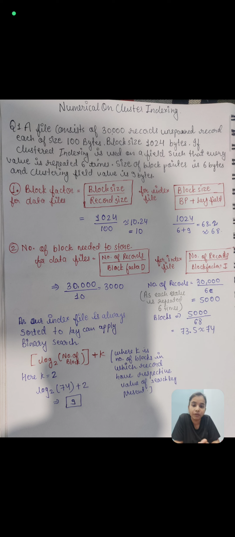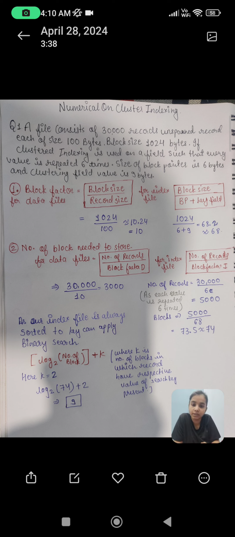We all know that our index file is sorted, whereas our main file may be sorted or unsorted. Our index file is always sorted. So here we can apply binary search as our index file is sorted. The formula is log base 2 of number of blocks plus k, where k is the number of blocks in which records with the respective search key value are present.